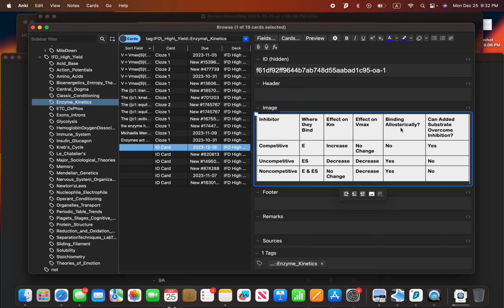Also, does it bind allosterically? No. It directly binds on the active site. And can added substrate overcome the inhibition? Yes. So there we go for our competitive inhibition. Now for uncompetitive inhibition, we know that it binds to the enzyme substrate complex. By binding to the enzyme substrate complex, there are fewer free enzymes available for the substrates. So that actually affects the Vmax, and it reduces the Vmax.